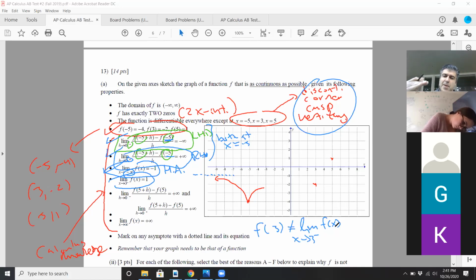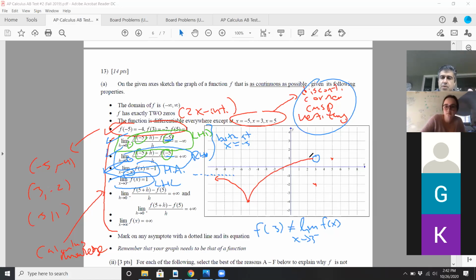Sorry about having confused you, guys. This is a left-hand limit. It's not a derivative, it's just a left-hand limit. That's approaching 1 when you're approaching 3 from the left. So what I'm going to do is draw a little hole here and do that.